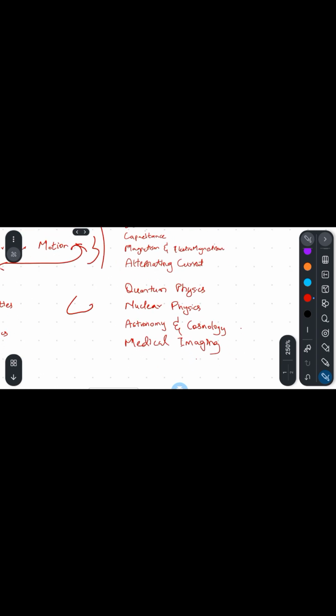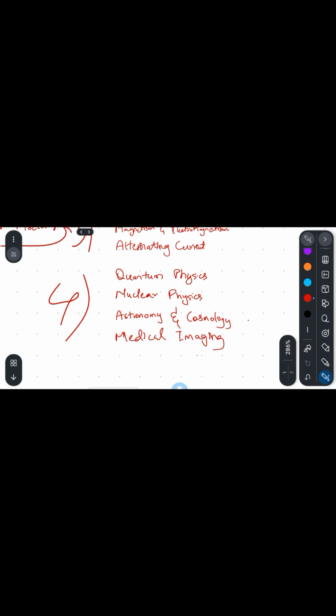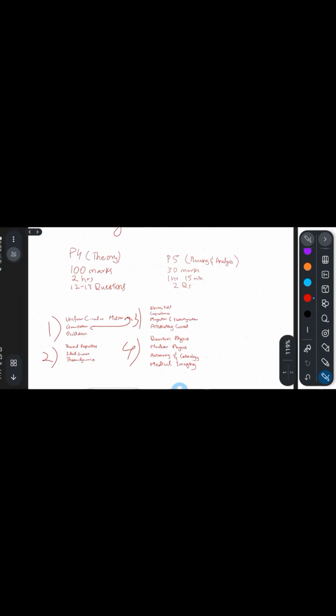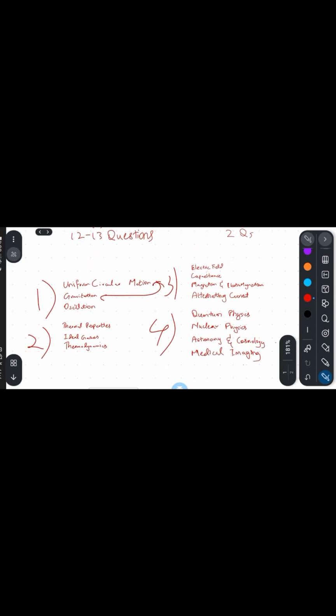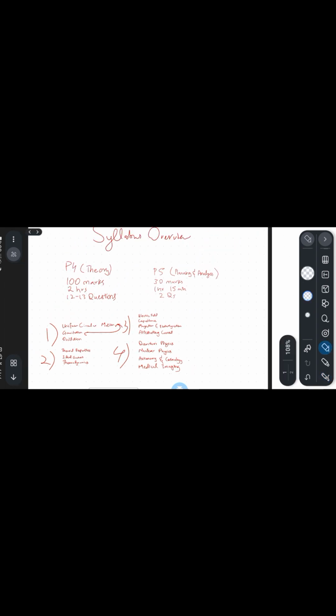And fourth, last but not least, we have our quantum physics, nuclear physics, astronomy, and medical imaging. And I think this is by far the most difficult batch of all, or in fact you can consider them going from easy to hard. So that's a trend over here. Alright, so these were the chapters.